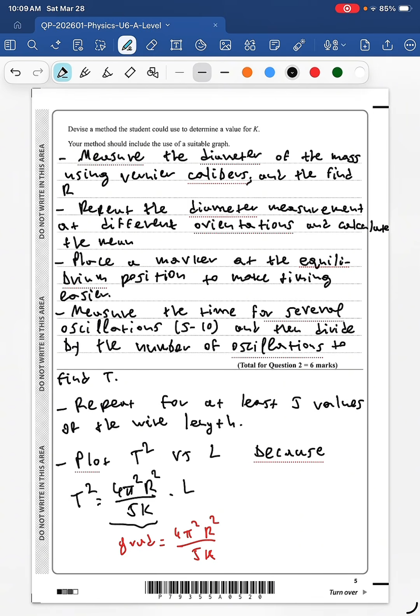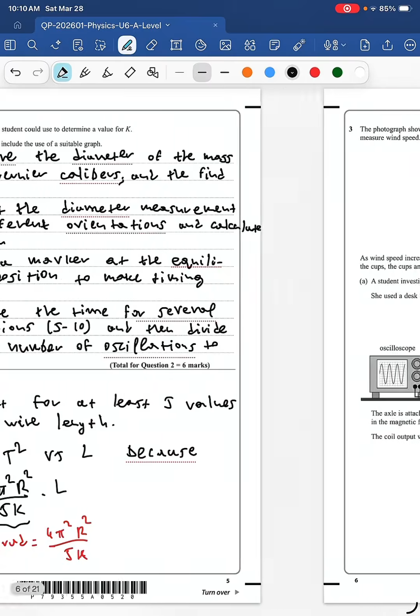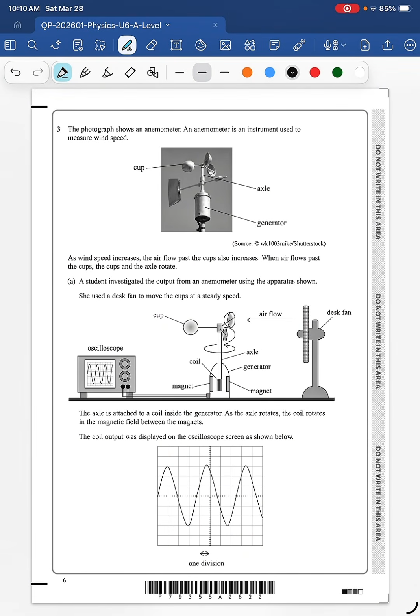So in general, you see that these kind of questions repeat themselves over and over again in different contexts, but the general rules are that if you have to measure diameter, you use different orientations. And if you need to measure oscillations, you usually time 5 to 10 oscillations and then you divide. Another thing you can do is, what else? I mean, when you plot, you usually plot straight lines, and then from the gradient, you can calculate something unknown, etc. So let's move on to question 3.